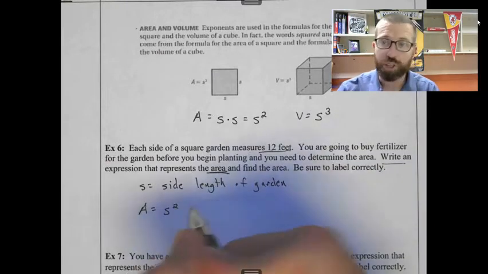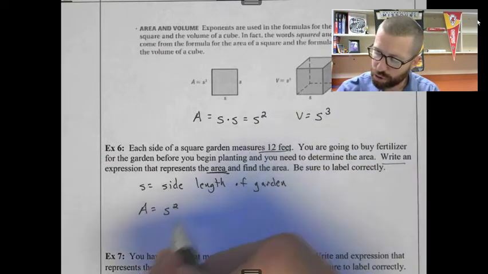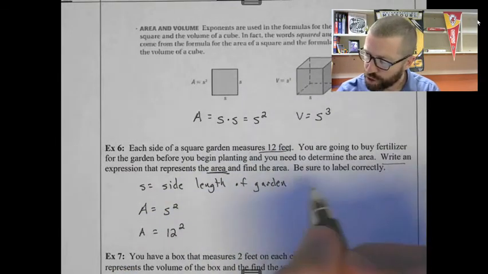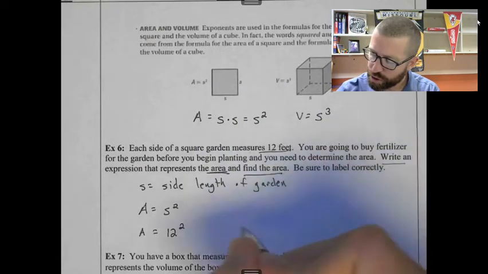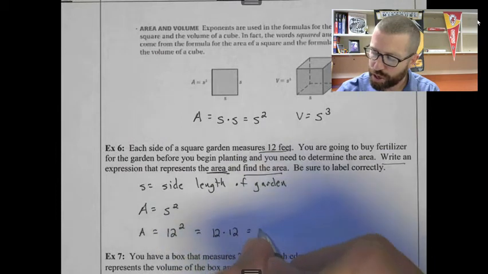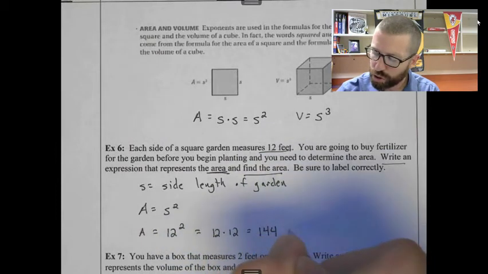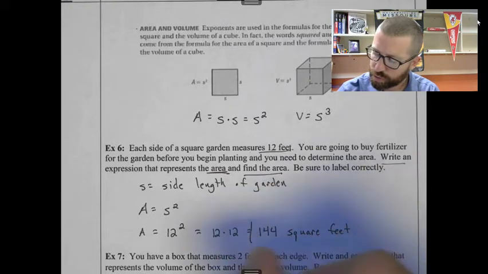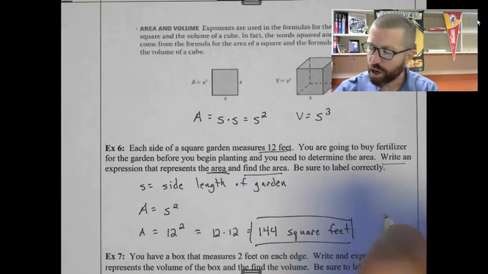And so for this particular garden, we know the side is 12. So my area is 12 squared. And that's pretty good for an expression. And then to find the area, you just do 12 times 12, and it is 144 square feet. Okay, and 144 square feet.